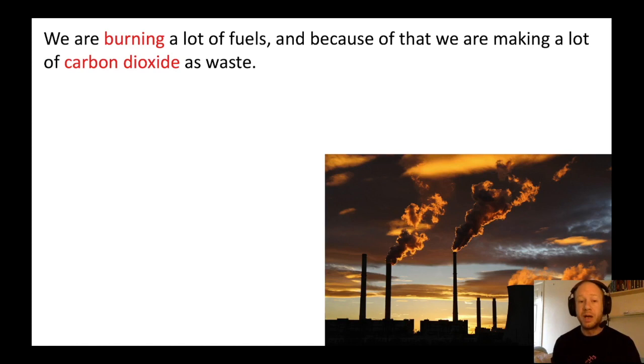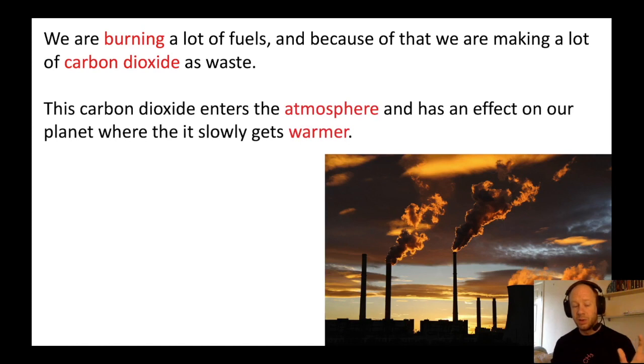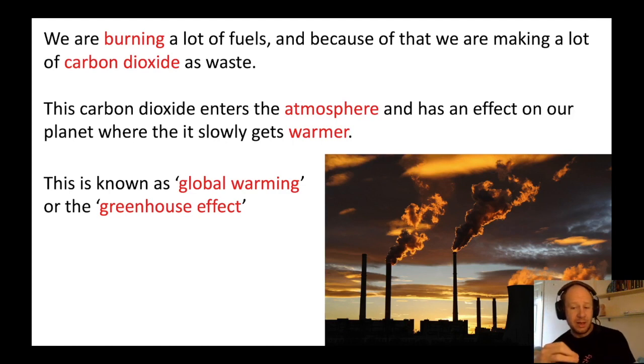Now, we are burning a lot of fuels. And because we're burning a lot of fuels, we're doing the combustion reaction. If you remember, we're taking a fuel and it's going to create carbon dioxide and water. And this carbon dioxide is a waste product and ends up going up into the air, into the atmosphere. Now, carbon dioxide is what's known as a greenhouse gas. When it goes into the air, it insulates the Earth, a bit like wearing a blanket. And it traps the heat into the Earth, which means that the Earth slowly gets warmer. This process is known as global warming. I'm sure that you've heard of this. It's a big topic right now, because the amount that we're burning in fossil fuels is going to have a severe impact on our planet.